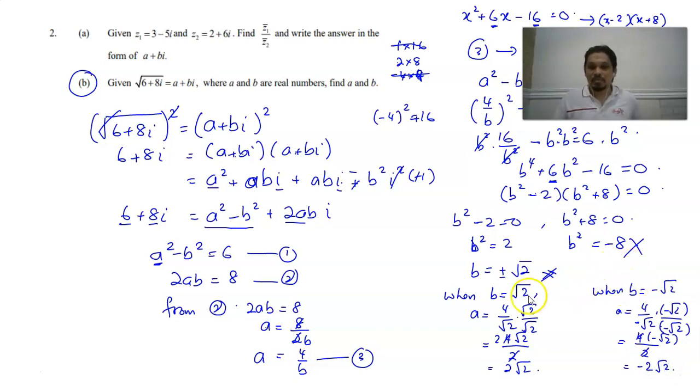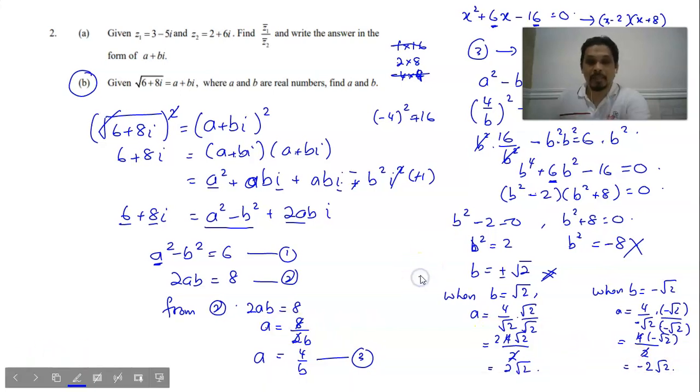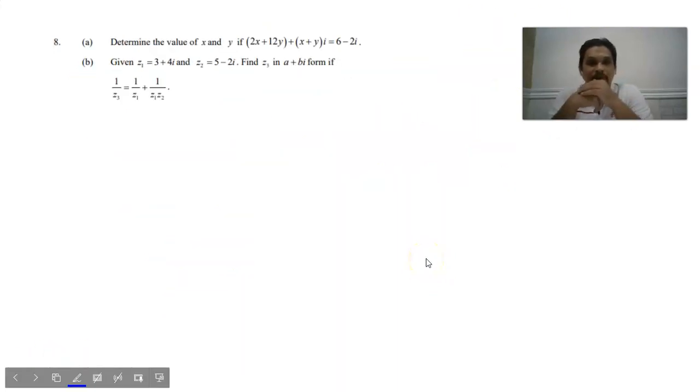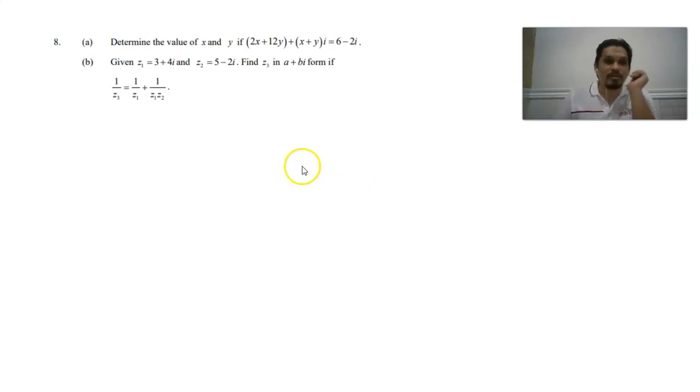Okay, so when b is square root of 2, then a is 2 square root of 2. When b is negative square root of 2, then a is negative 2 square root of 2. Okay, next, determine the value of x and y if given here. Class, I think I'm going to choose this question. Let's try, if I have time we discuss both of these.